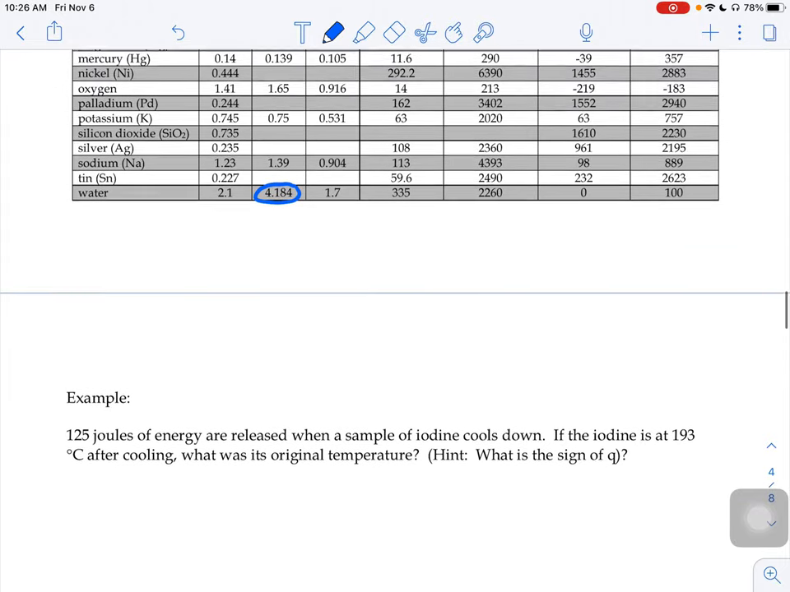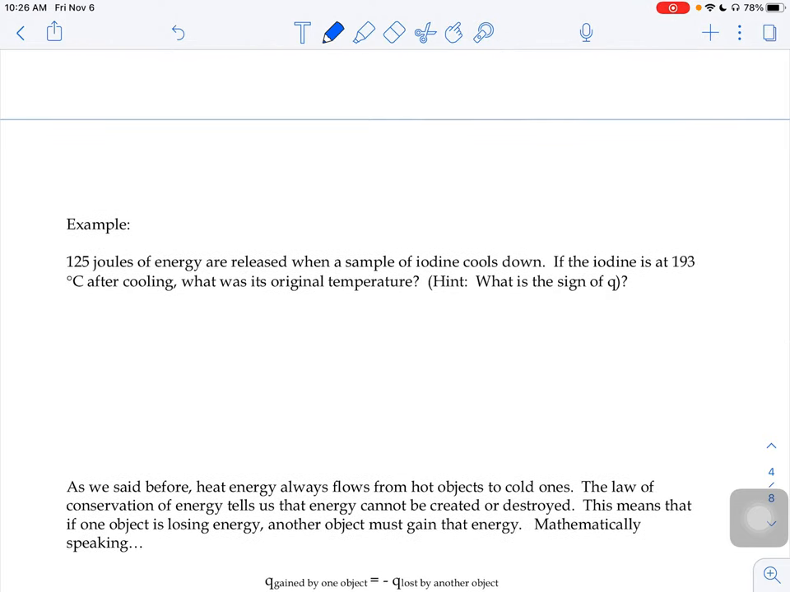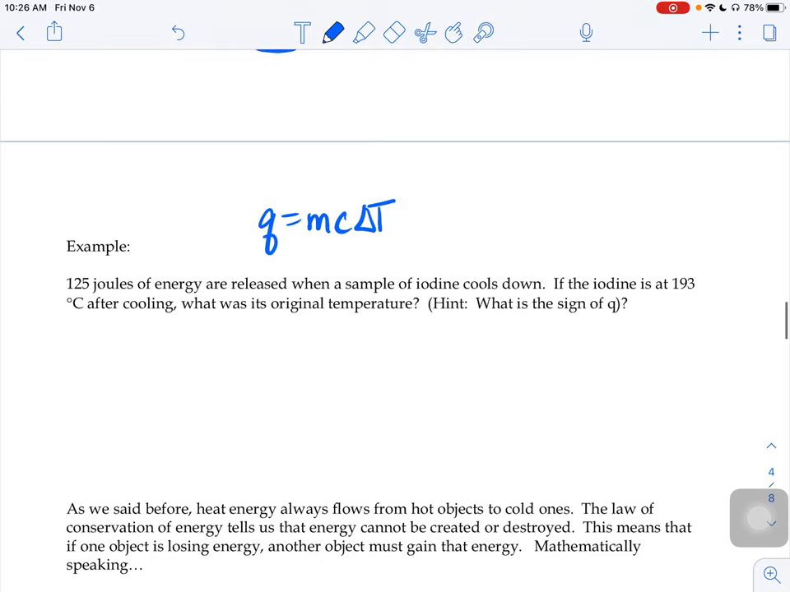So let's try one example problem here using that equation. So if our equation was Q equals mc delta T, it tells us 125 joules of energy are released when a sample of iodine cools down. The iodine is 193 degrees after cooling. What's its original temperature? One thing that, oops, I forgot to put in here, can you guys add this? I meant to put in here, typo, a 5-gram sample of iodine.